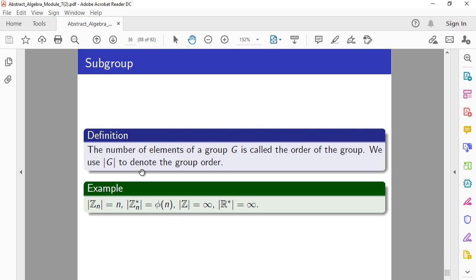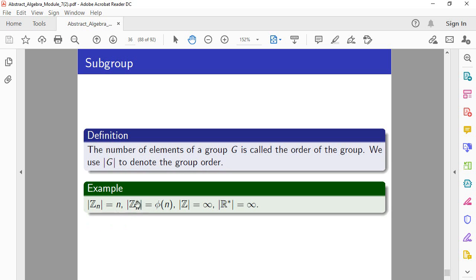Okay, so now the order of a group. What do I mean by the order of a group? The order of a group is basically the number of elements in the group. We use the notation absolute value of G to denote the group order. So what's the group order of Zn? Well, in Zn we have n elements, so that's the order of Zn.